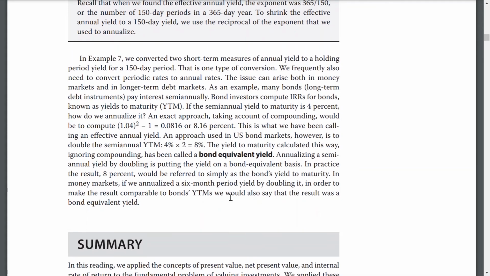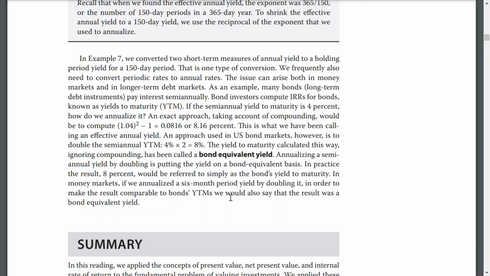However, the approach in the U.S. bond market is to double the semi-annual YTM. That gives us 4% multiplied by 2, which is 8%. The yield to maturity calculated this way, ignoring compounding, has been called bond equivalent yield.